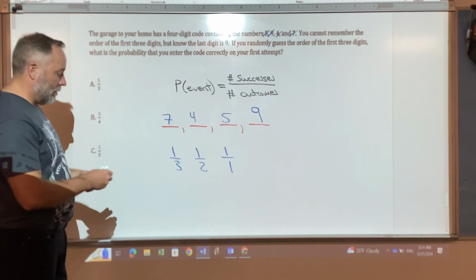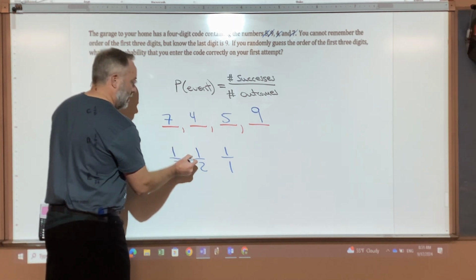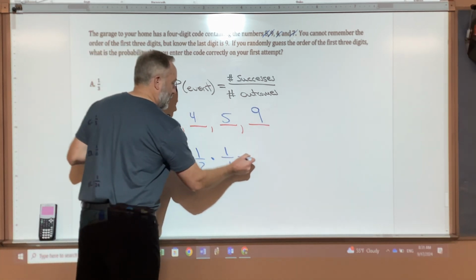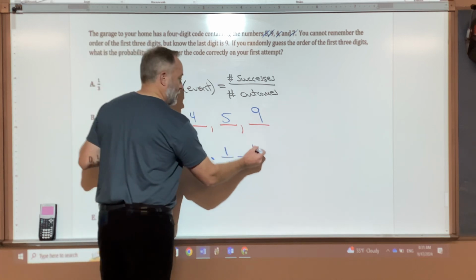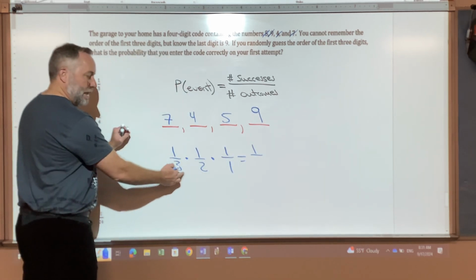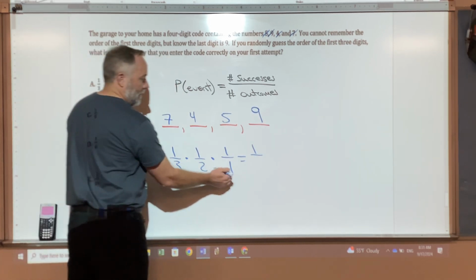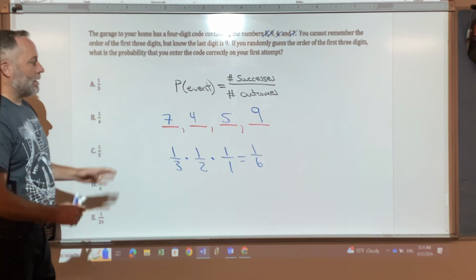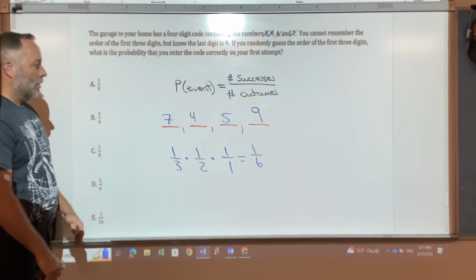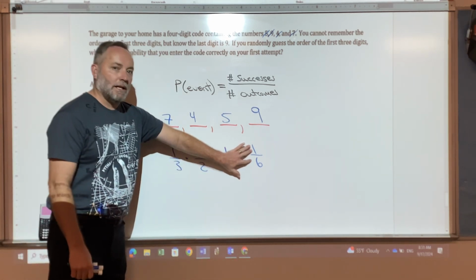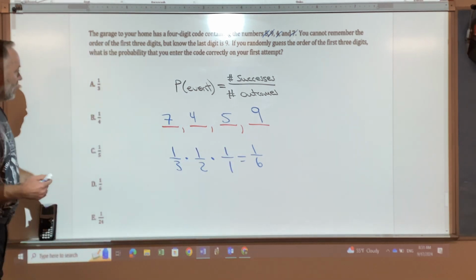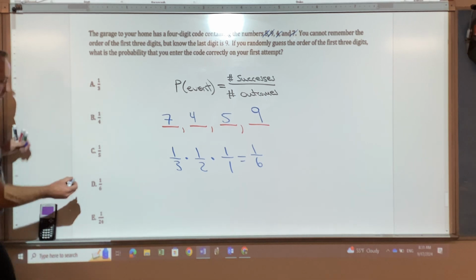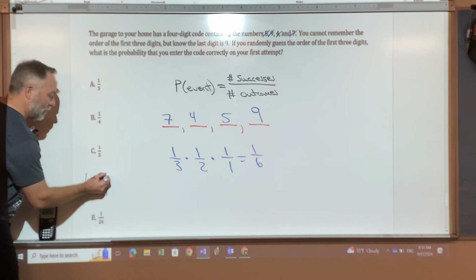And then what we do is we multiply those probabilities. So on the top, 1 times 1 times 1 would just be 1. 3 times 2 is 6. 6 times 1 is 6. So in order to guess that code correctly on our first attempt, we have a 1/6 chance of doing so. And if we look at our answer selections, we can see that 1/6 is choice D.